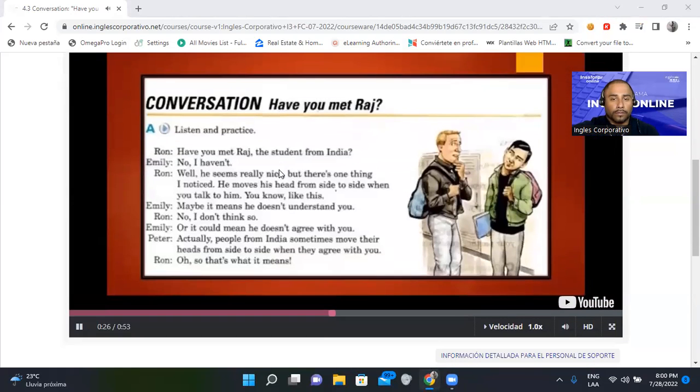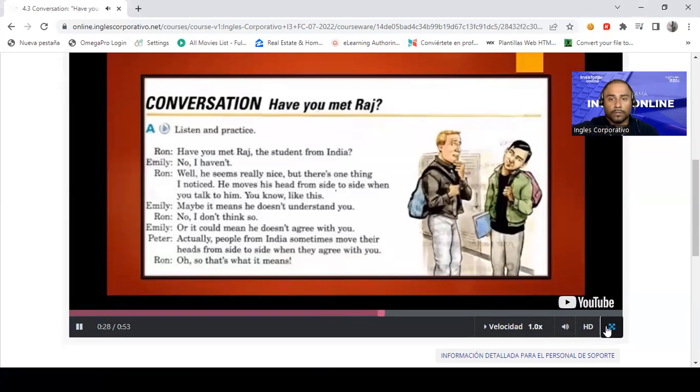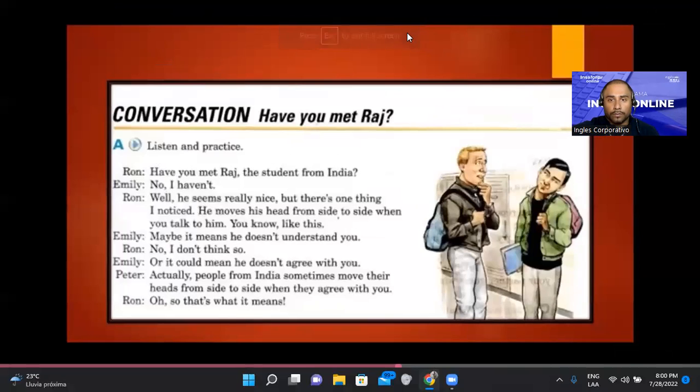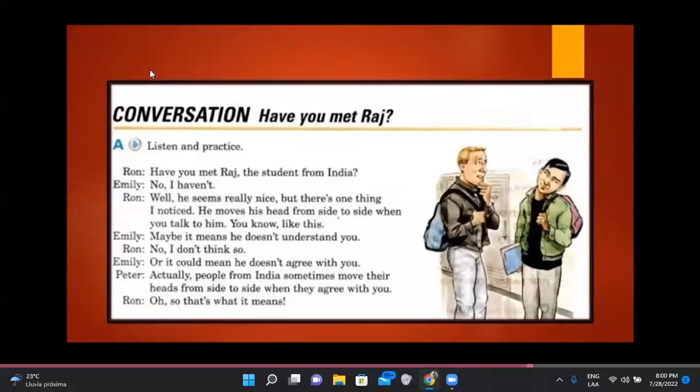Well, he seems really nice, but there's one thing I noticed. He moves his head from side to side when you talk to him. You know, like this. Maybe it means he doesn't understand you. No, I don't think so. Or it could mean he doesn't agree with you. Actually, people from India sometimes move their heads from side to side when they agree with you. Oh, so that's what it means.